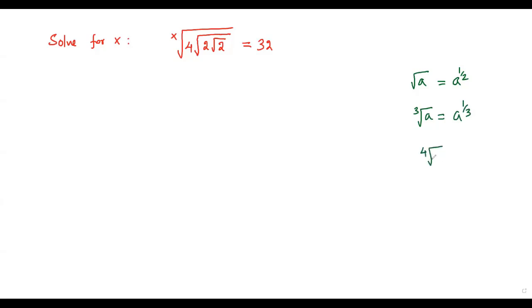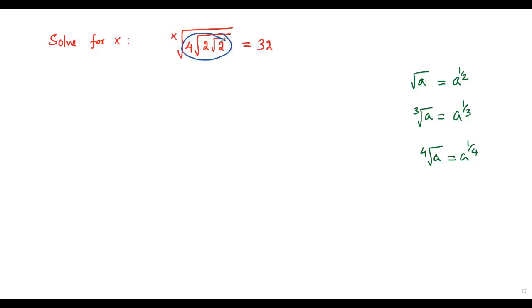What if I have the fourth root of a? The fourth root can be written as the exponent 1/4. This is how we convert any radical into an exponent. In our problem, we don't have a square root, cube root, or fourth root. Here we have an x root. If I want to write this x root as an exponent, what should the exponent be? It has to be 1/x.